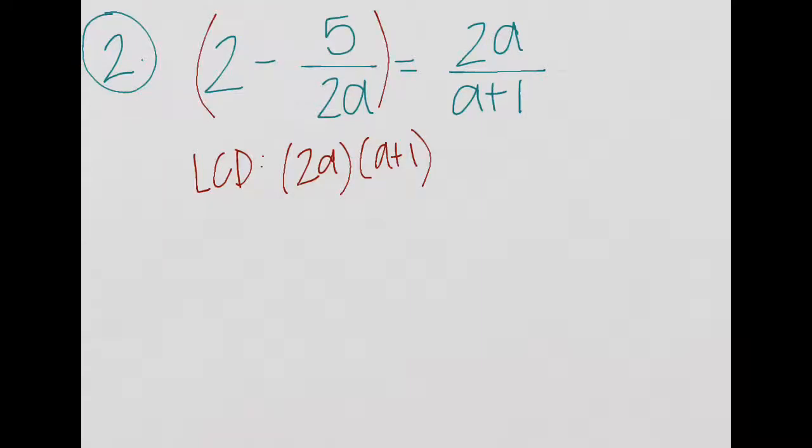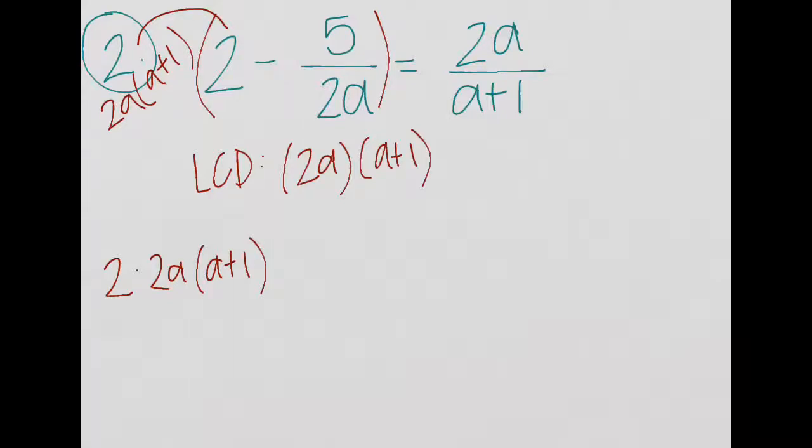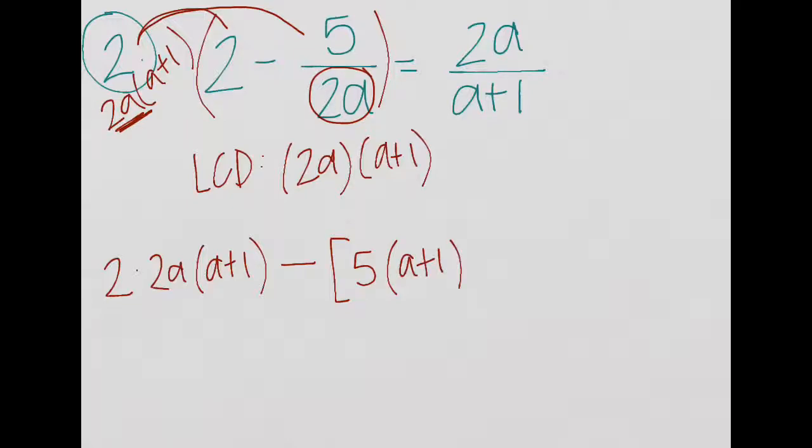So if I take the left side and I multiply that by 2a times a plus 1, distributing it times 2, nothing's going to cancel. So we would have 2 times 2a times the a plus 1. And then we're going to distribute over here. We are subtracting, and anytime I have subtraction, I usually put a giant bracket just to make sure I'm subtracting the entire quantity. In this case, I have a 2a in the denominator here. That's going to cancel out with the 2a that we're multiplying by over here. So it's really just going to be 5 times the quantity a plus 1.